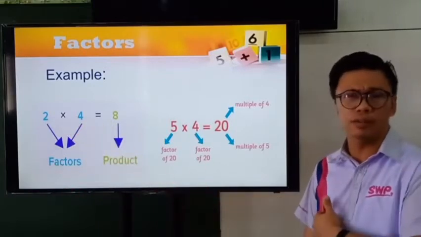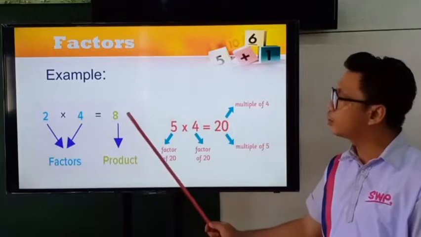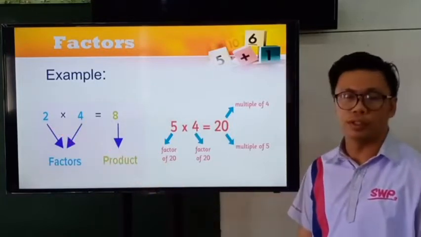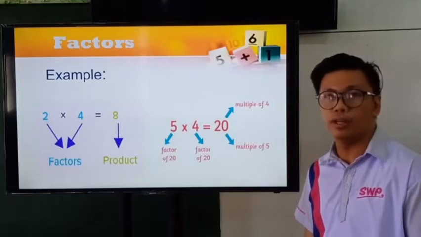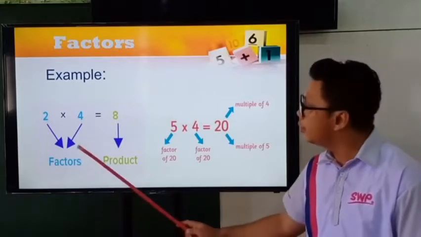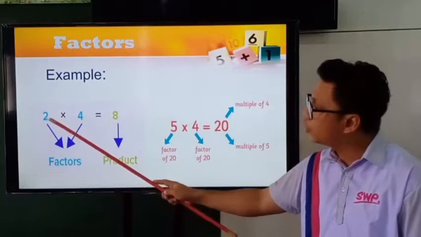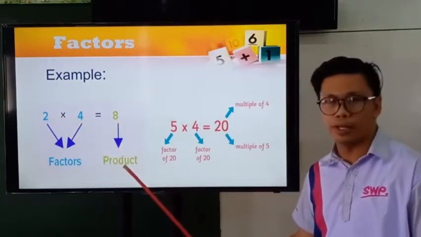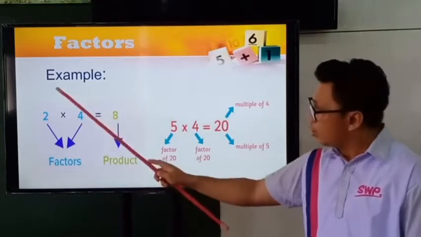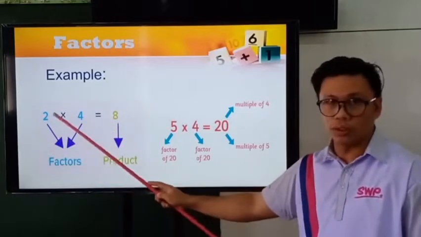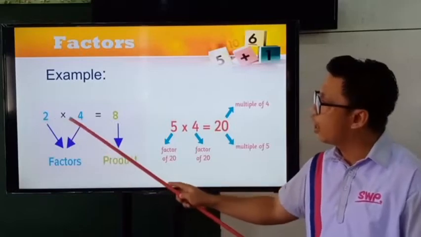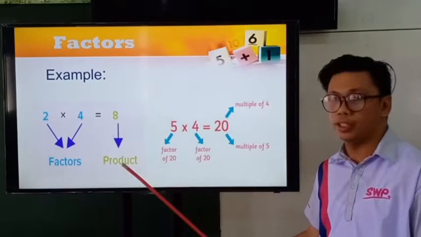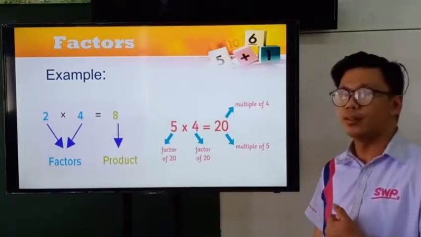So what are the factors here? Our factors are the 2 and the 4. Always remember that. And if 2 and 4 are our factors, the answer we call the product. So the factors are 2 and 4, and the answer of the 2 factors we call the product. Did you understand? Very good.